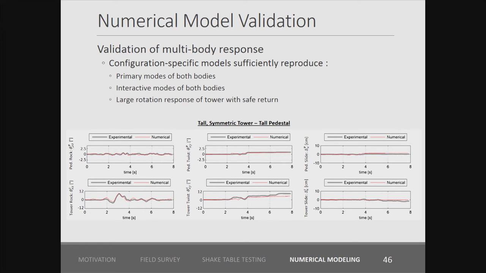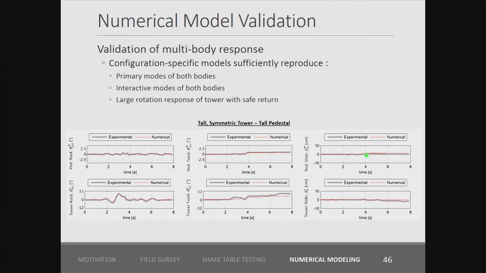And these plots emphasize that the numerical model is able to account for all of the primary modes of both of these distinct bodies. However, drawing your attention to the lower left side, to the tower rocking time history, it's emphasized that the numerical model is able to achieve the large rotation, yet a safe return, of the rocking of this tower. And this, as a single body, would be responding with a much different time history, emphasizing the model's ability to account for even minor motions of the pedestal or of the foundation itself.